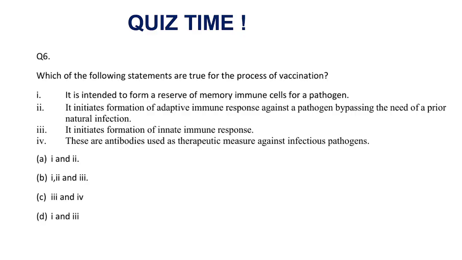The third point is incorrect. While the innate immune system is the body's first line of defense and reacts to the vaccine injection, the specific purpose and process of vaccination are defined by the development of long-term adaptive immunity. And the last one, antibodies used as a therapeutic measure against infectious pathogens, describes passive immunization, but vaccination is a form of active immunization where the body is prompted to make its own antibodies.